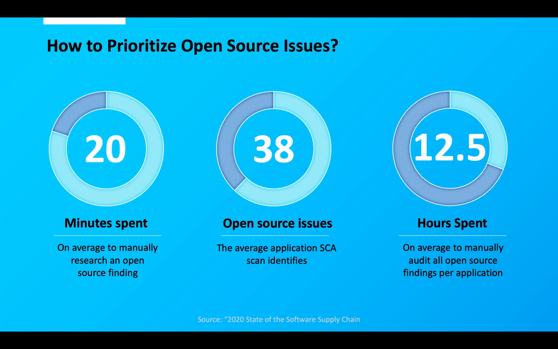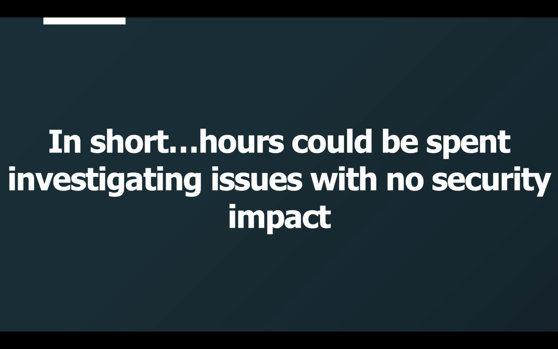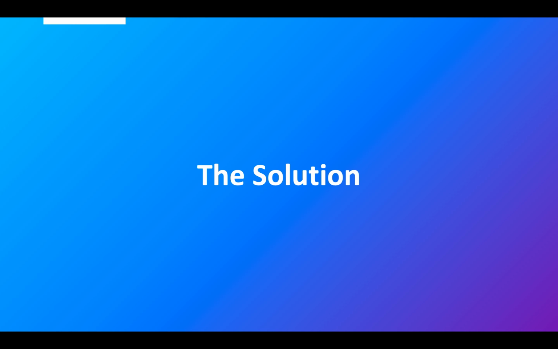So if you choose the wrong components, you end up being exploited by an actual vulnerability that you actually instantiated in your code, and you spend all of your time upgrading a component of which there was no chance, right, that an attacker could take advantage of it, right? So that's why we audit these issues, right? So those hours could be spent investigating issues with no security impact at all, right?